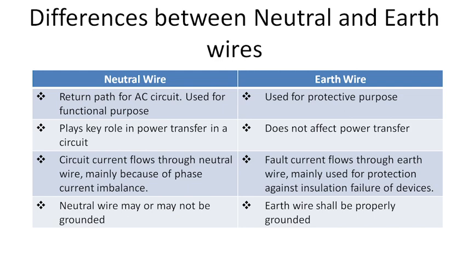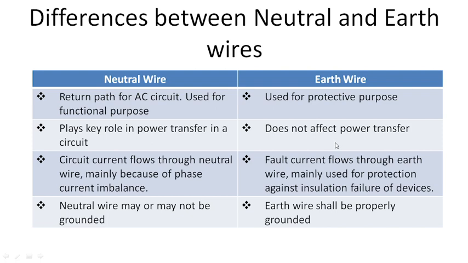The current flowing through the neutral wire is mainly because of the phase current imbalance, which is a normal thing. Whereas if the earth wire is carrying current, then it inherently suggests that a fault has occurred in the circuit, and a fault current is flowing through the earth wire. The neutral wire may or may not be grounded. It is not a mandatory requirement to ground the neutral wire. You can simply interconnect the neutral points, and that will do the job. But the earth wire shall be properly grounded.